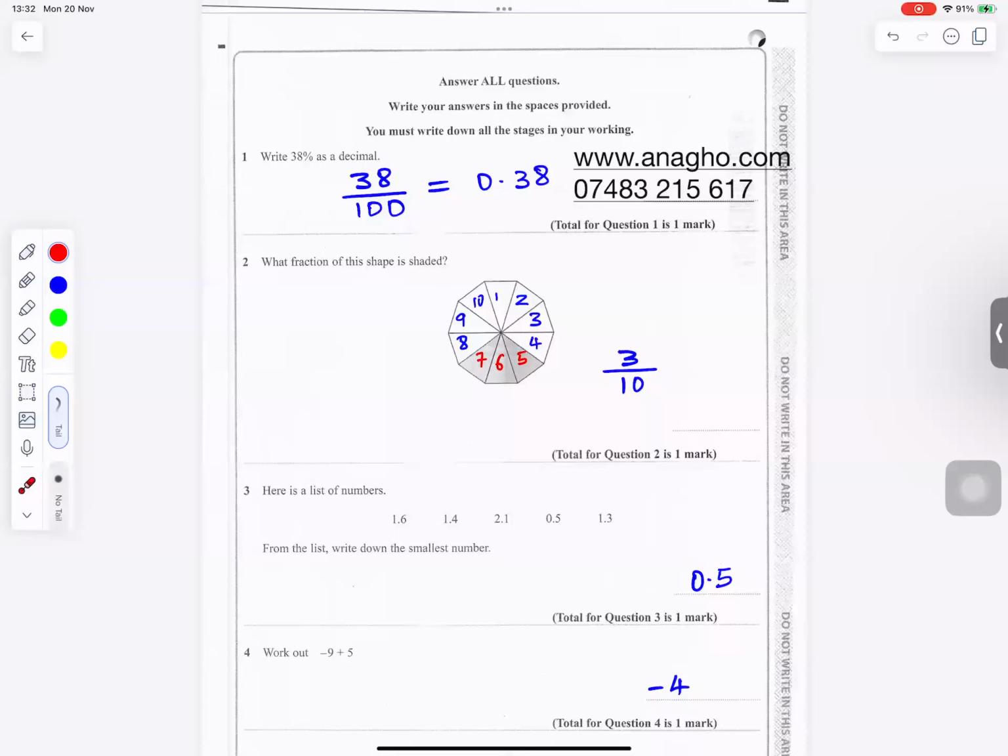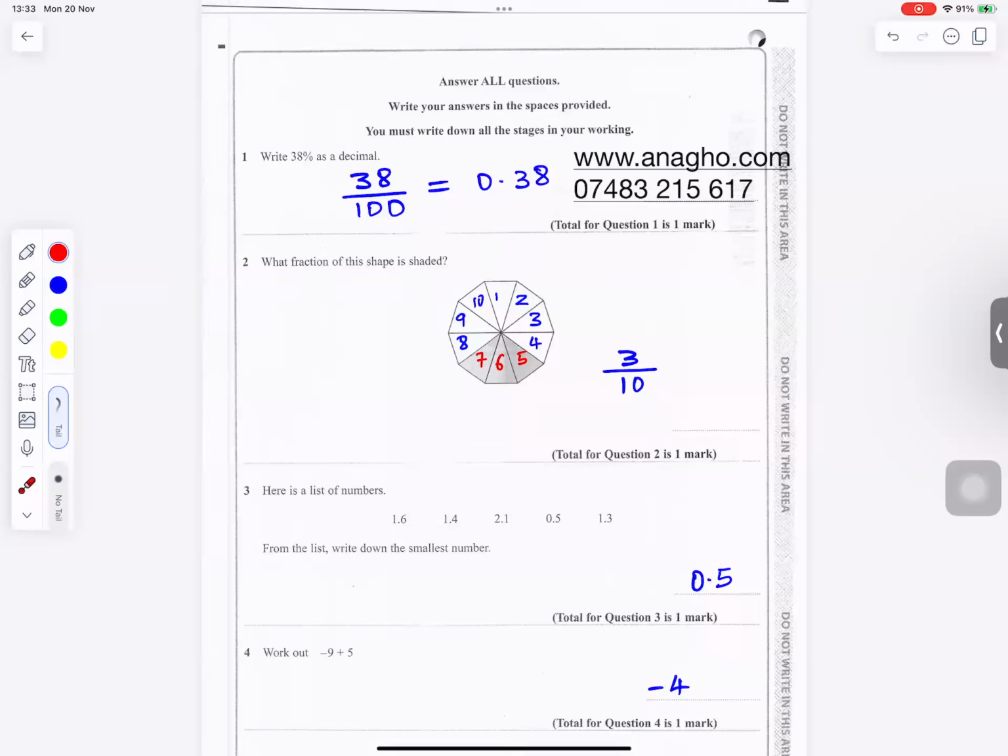What fraction of this shape is shaded for number 2? How many of those little triangles are there? 10 of them. And how many are shaded? 1, 2, 3. So it's 3 out of 10.